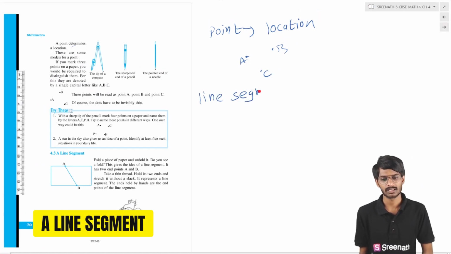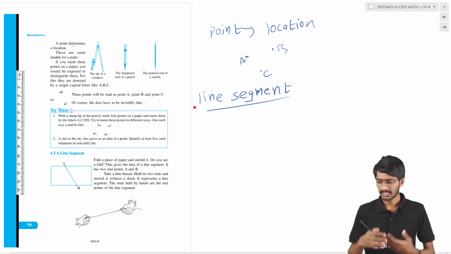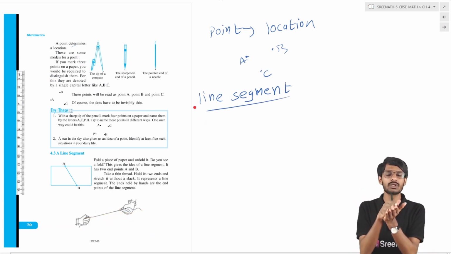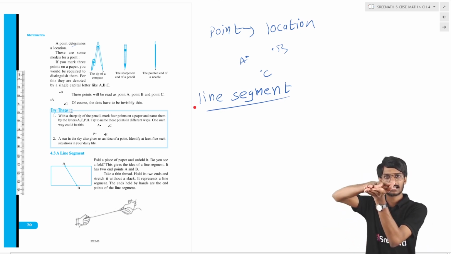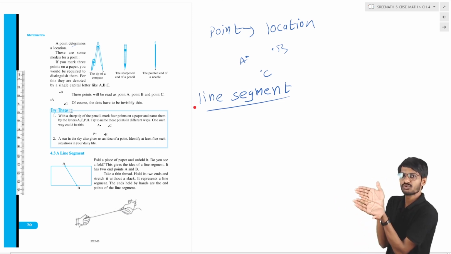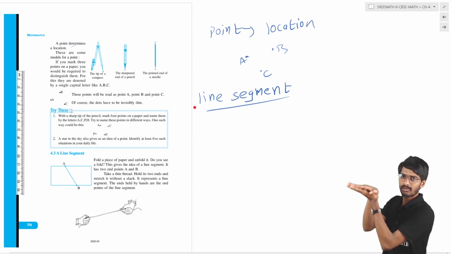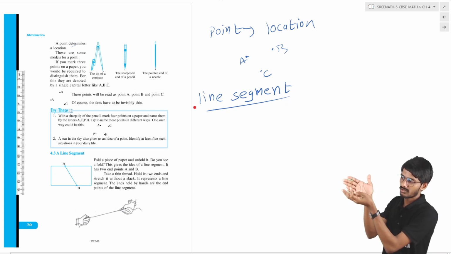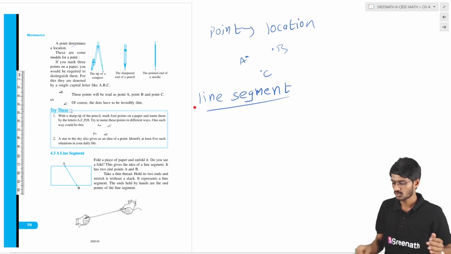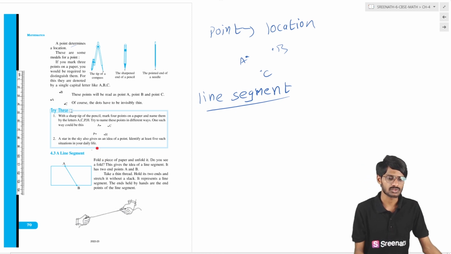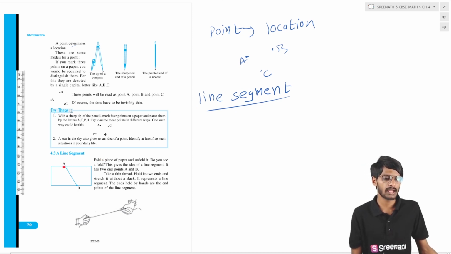So what is a line segment? We know what a point is. Suppose you take a paper and fold it. If you fold it like that, at the folded edge there will be a straight line. In the given textbook, this is the paper, and whenever you fold around this, this is the line we are folding around. This we call the line segment, students.